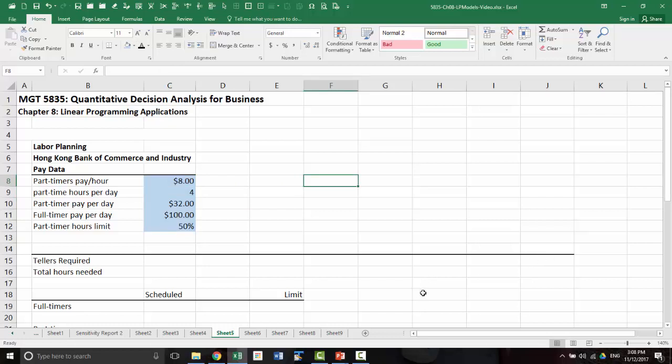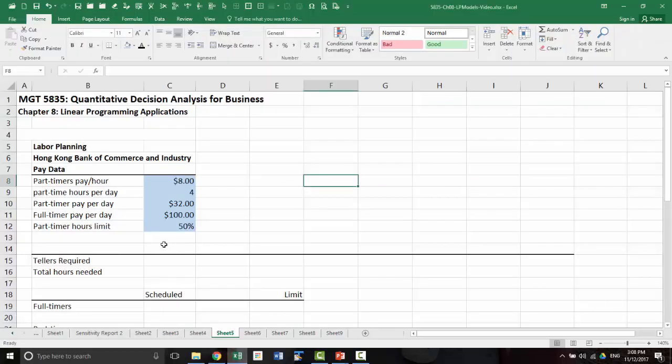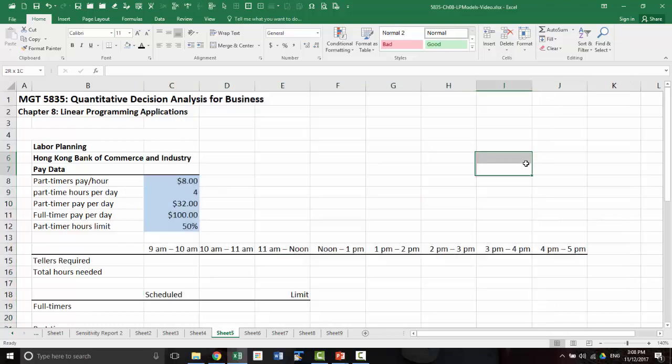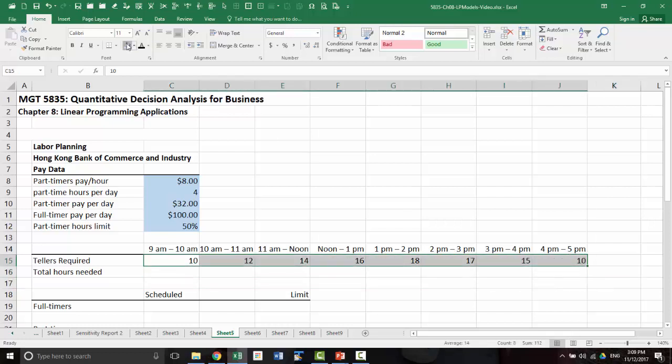And the tellers required. We have the required tellers for each of the time periods. So we have to now have time periods specified, 9 to 10 a.m., 10 to 11 a.m., and so on. Let's increase the column width a little bit. All right, so now the tellers required are these.